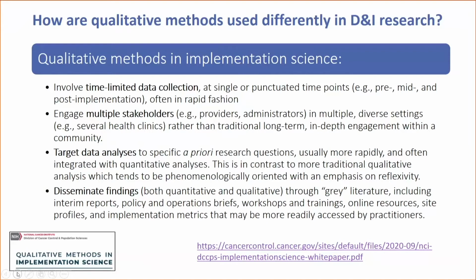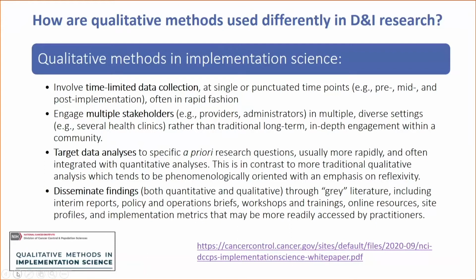And finally, another area that we felt was pretty different in our use of qualitative methods in implementation science was what we're trying to produce. So, of course, if we're academics, we're interested in producing papers, publications, and so forth. But many of the findings that we generate in D&I research and in our implementation evaluations are other types of products, like reports and briefs that we want to share with policy and operations partners.